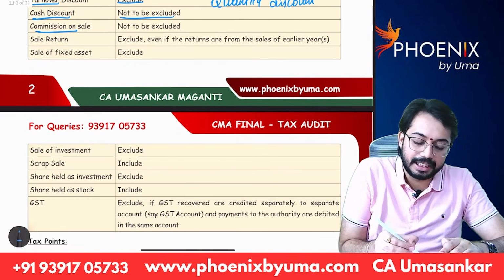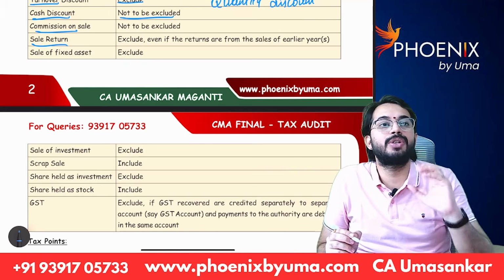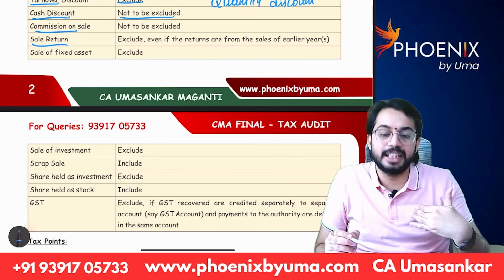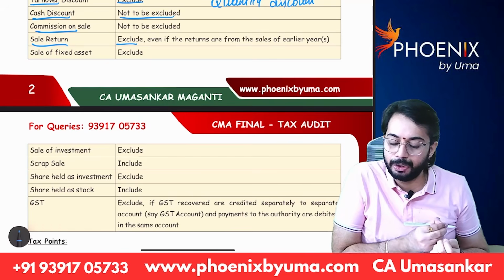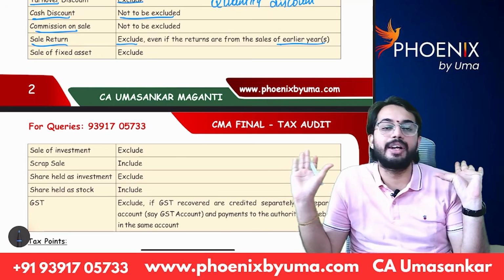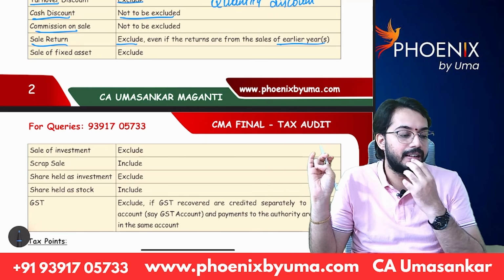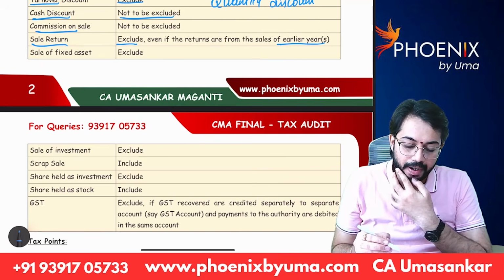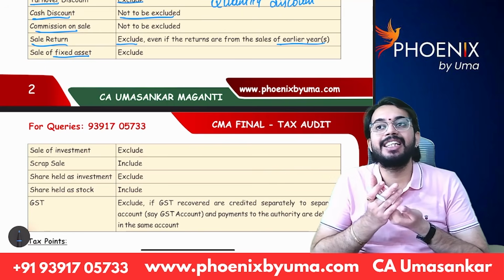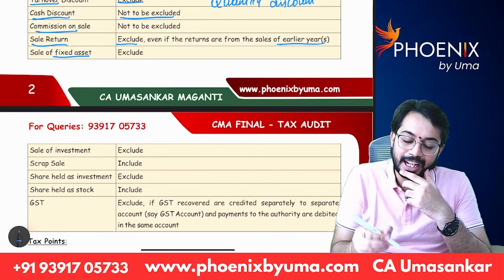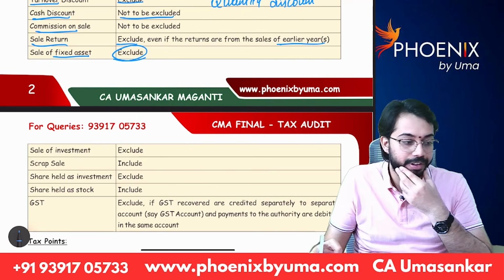Next, sales returns. Let's say I sold 10 lakh worth of goods, and 2 lakh goods are returned. If any sales returns are there, they are to be excluded even if the returns are from sale of earlier years. Sales returns are to be excluded while calculating the turnover. Sale of fixed asset. See, fixed asset, it is capital receipt, right? So whenever you sell a fixed asset, that is to be excluded in calculation of turnover.